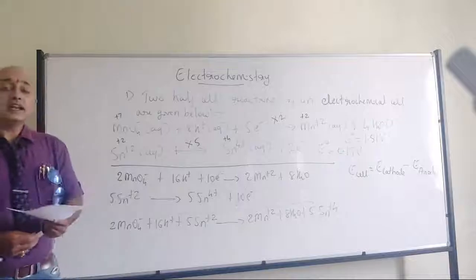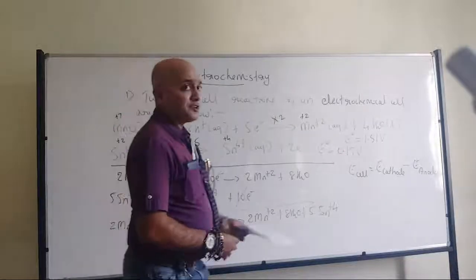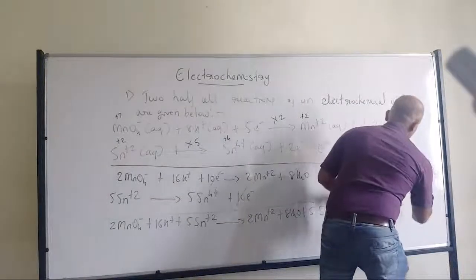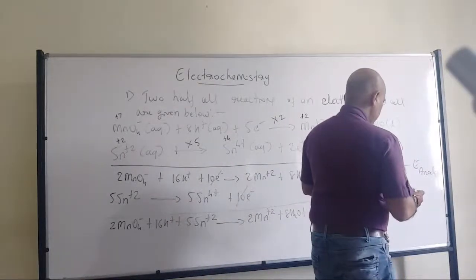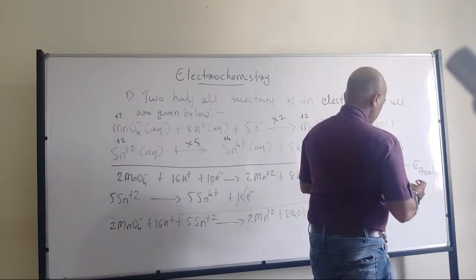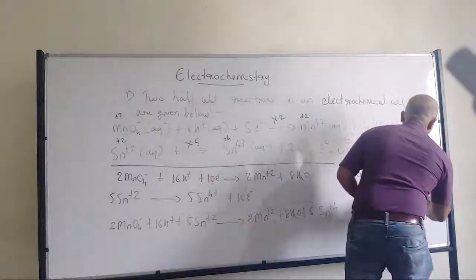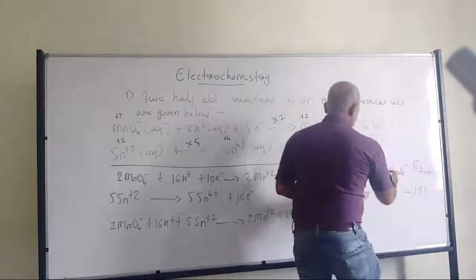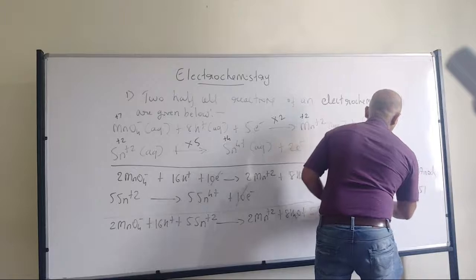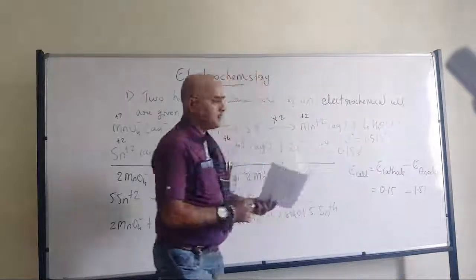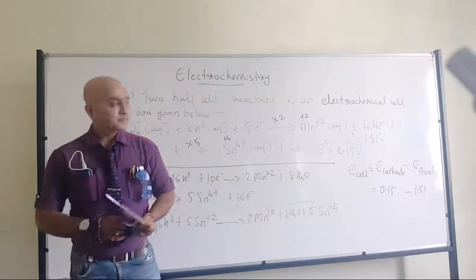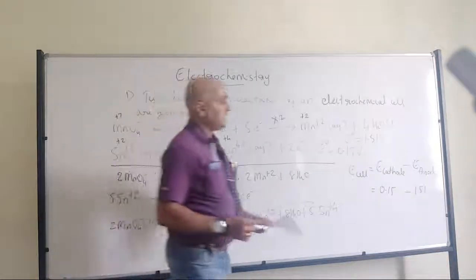Now I will consider permanganate. Whatever the first equation is, that is related to the anode. I will substitute the value. So what is the value they have given for the anode? Okay, 1.51, right? So 1.51. What about the cathode? It is 0.15. So what is the cell potential value? Whether it will be positive or negative? It will be a negative value.